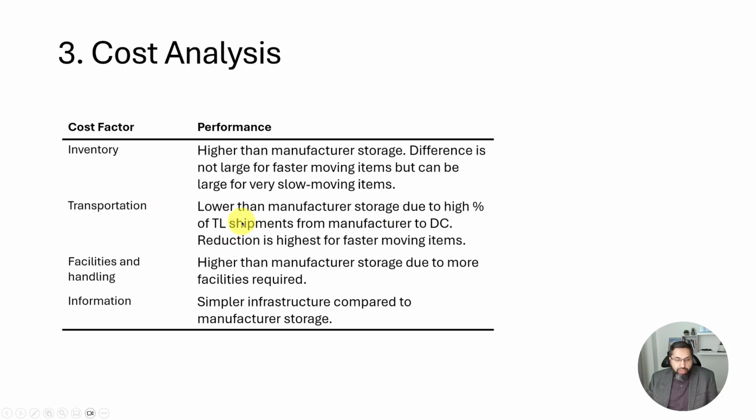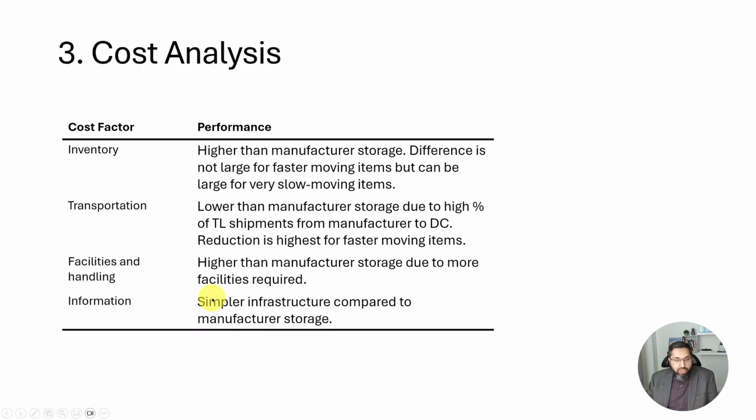Transportation, again, you can do TL shipments from manufacturer to DC. So you're going to reduce your transportation costs on that part of the journey. And then you're doing the expensive transportation for a smaller part of the journey from distribution centers to customers. Higher facilities costs, obviously, you're running all these distribution centers.